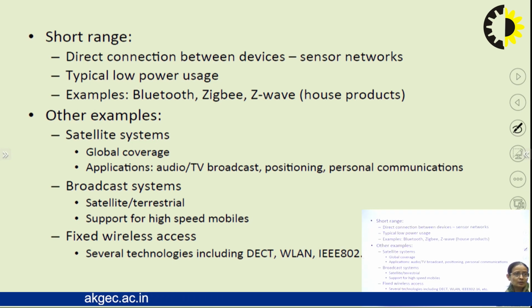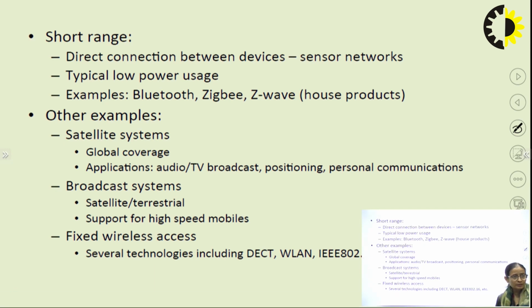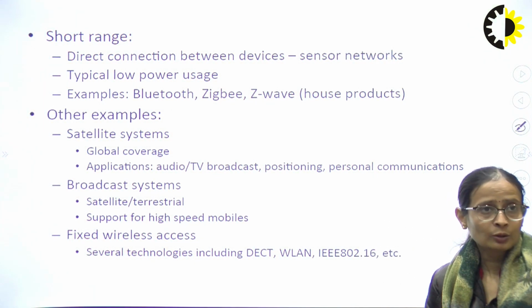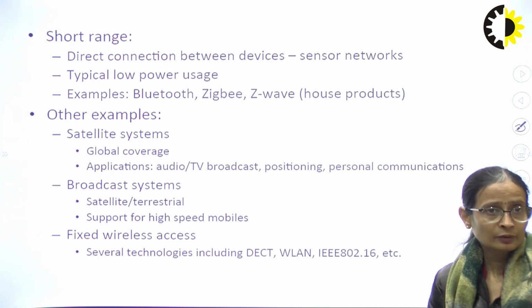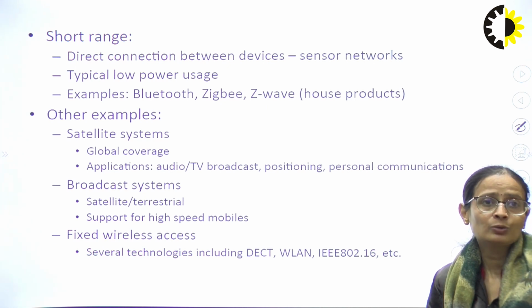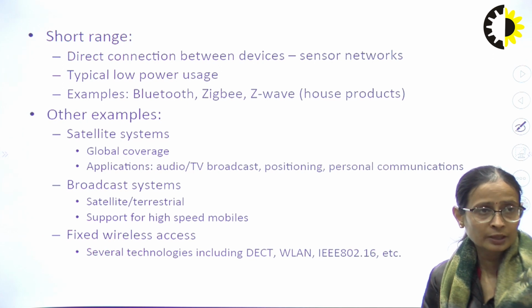Another wireless technology is short range. Here there is a direct connection between devices, which we basically use when we form sensor networks. It is typically low power, and examples are Bluetooth, Zigbee, and Z-Wave, which is primarily used when we form a smart home network.